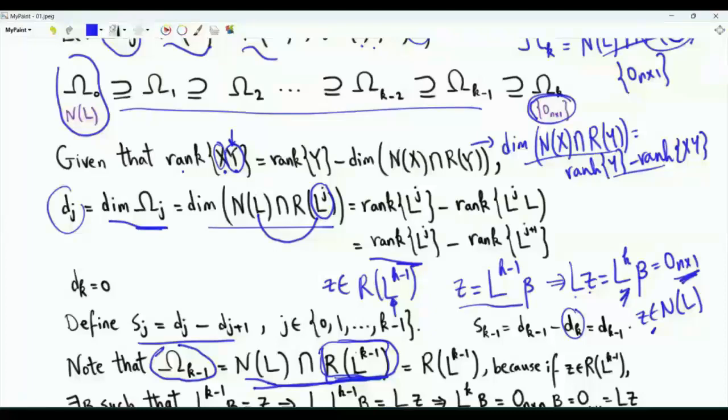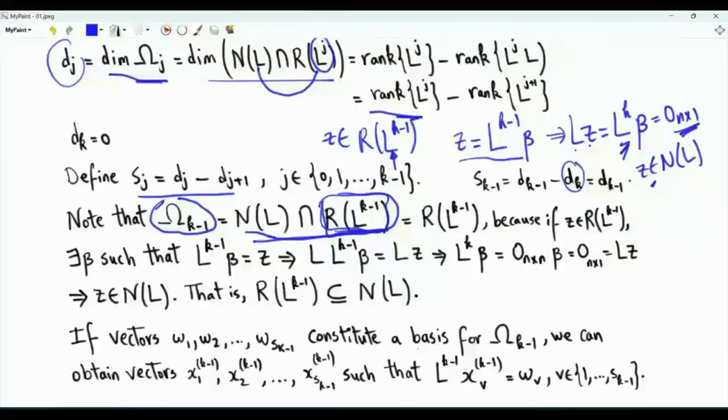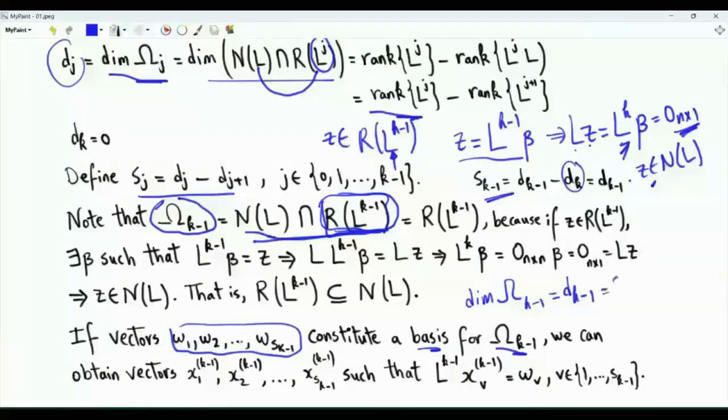We can obtain a basis for this range. Suppose that a basis for omega k minus 1 is those vectors w1, w2, all the way to w sk minus 1. Recall that the dimension of omega k minus 1 by definition is dk minus 1, which is the same as sk minus 1, because dk is equal to 0. If we want a basis for omega k minus 1, then we need sk minus 1 linearly independent vectors. Those are the vectors from w1 to w sk minus 1.